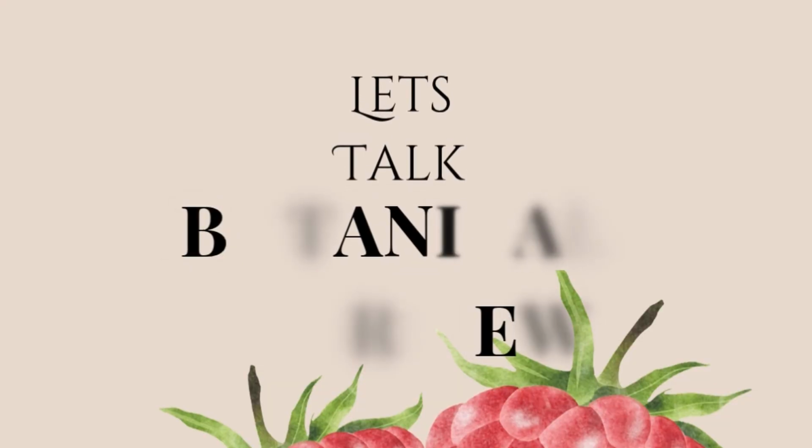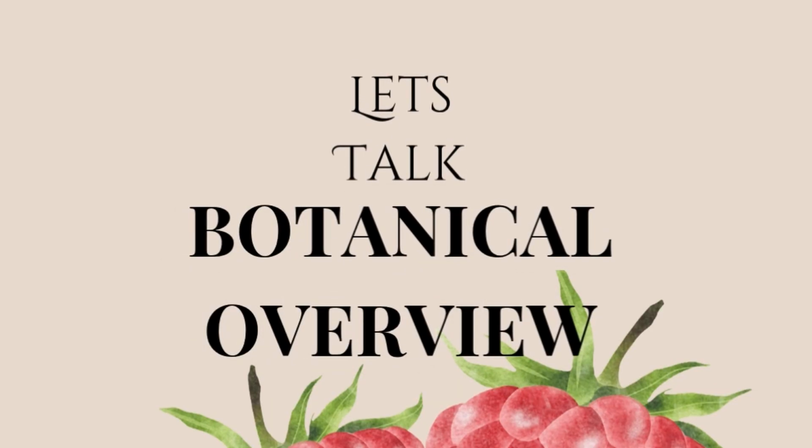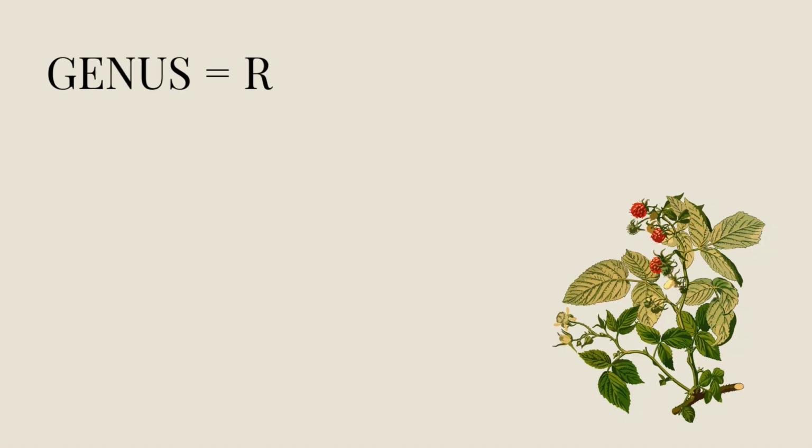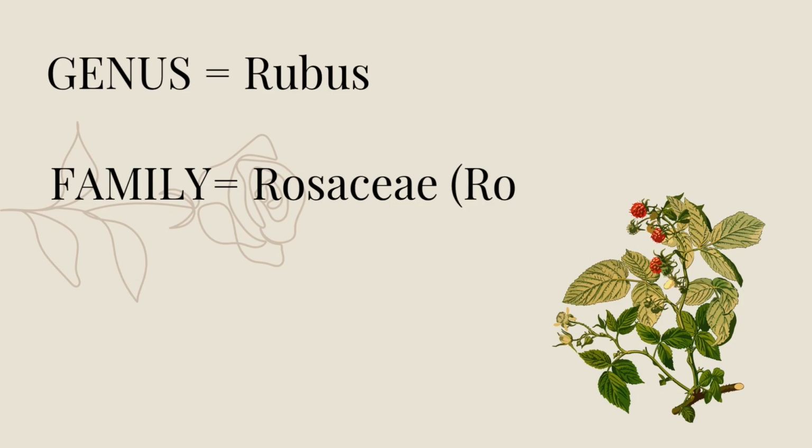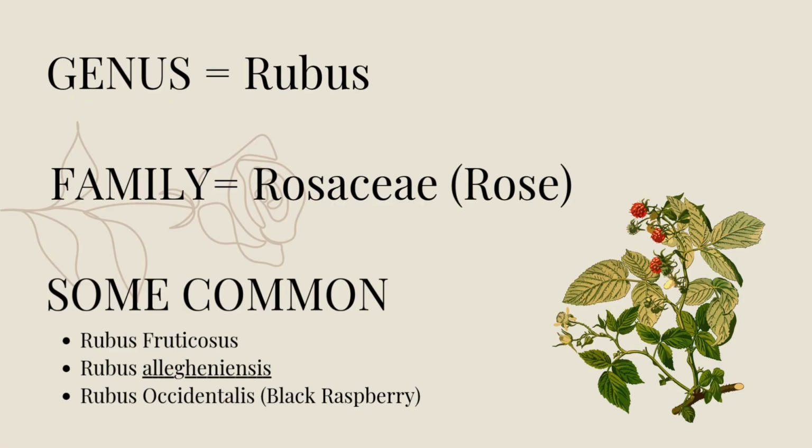So let's first talk about the botanical and general plant overview. As I said, this is in the Rubus genus. It is in the Rosaceae family, so it's in the family of roses. The common species, as I said, are Rubus fruticosus, Rubus allegheniensis, and Rubus occidentalis. These are the three main kinds, but there may be some subvariations or subspecies.